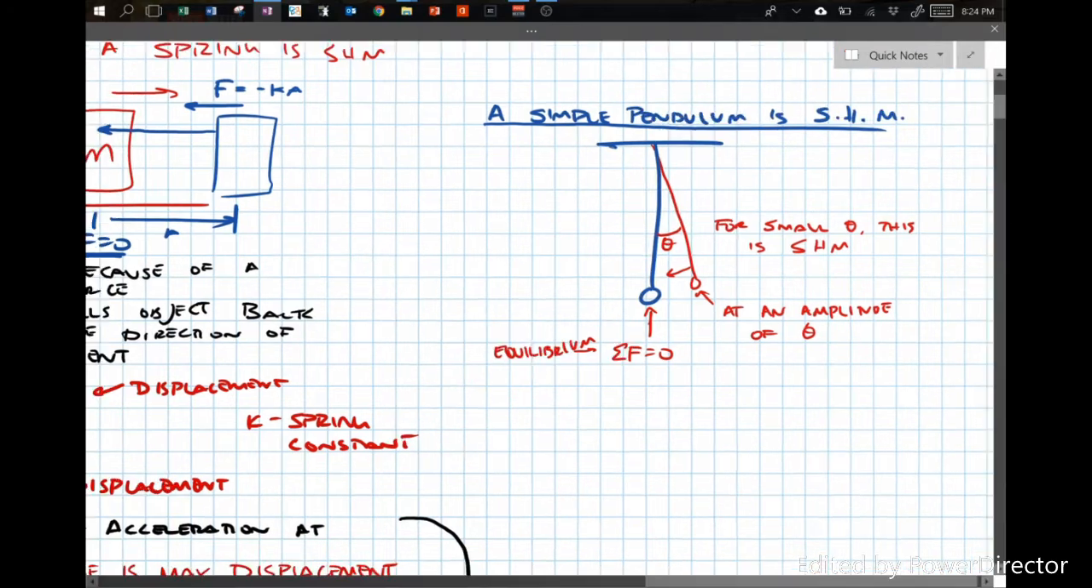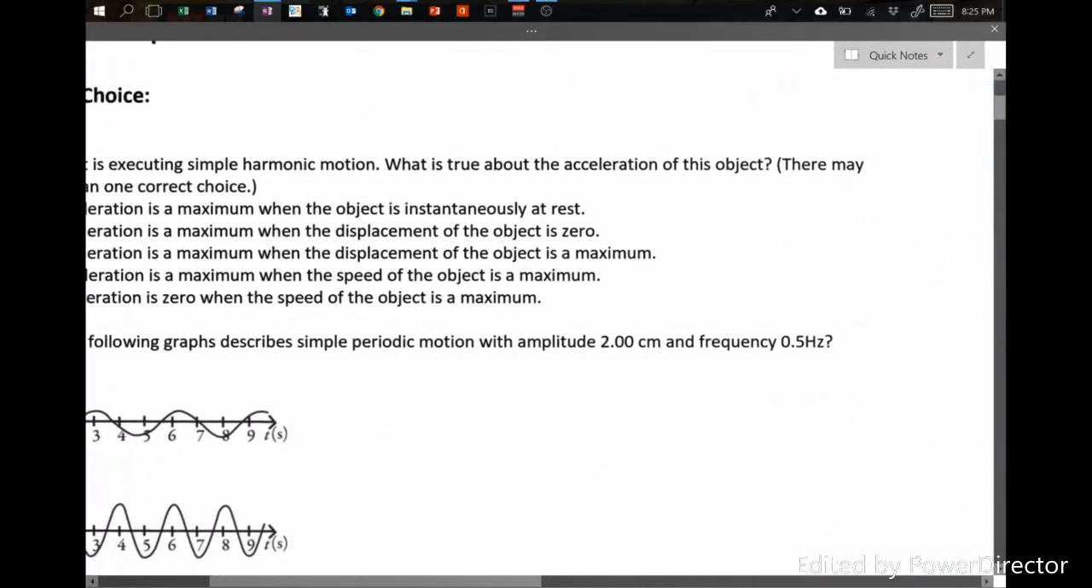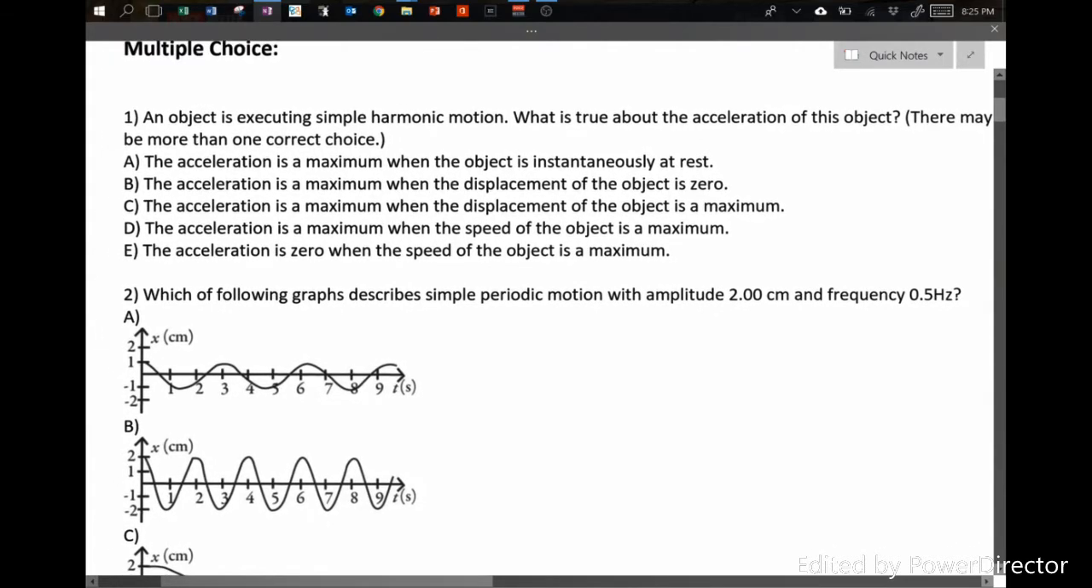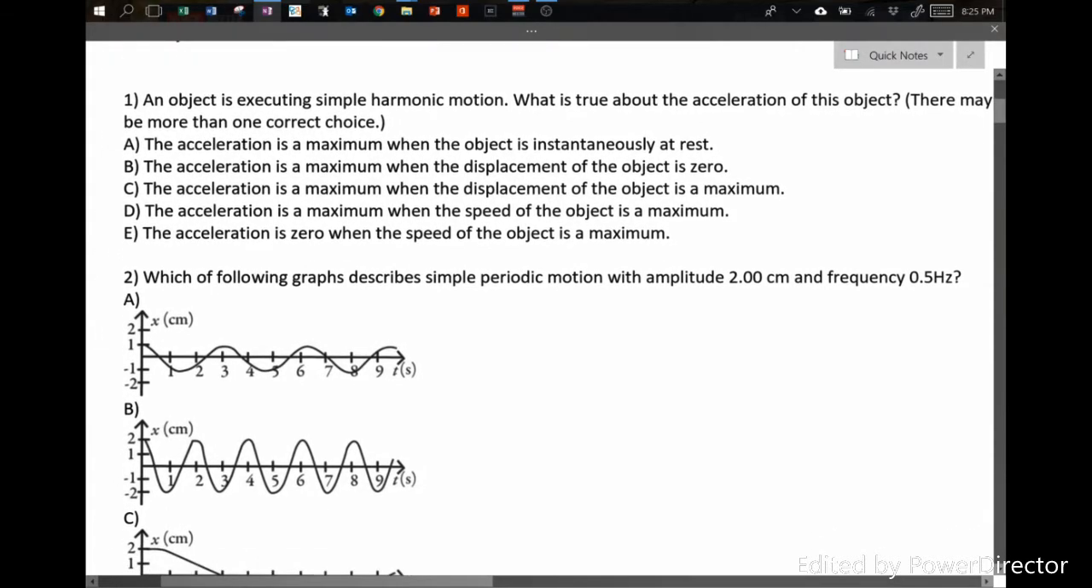So let's go back to Question 1. Question 1 has two correct choices that we could select. The acceleration is a maximum when the object is instantaneously at rest. So, we talked about this. The acceleration is a maximum at maximum amplitude. The object is turning around when it's instantaneously at rest, also at maximum amplitude. That's going to be at the same spot, so that one's correct.